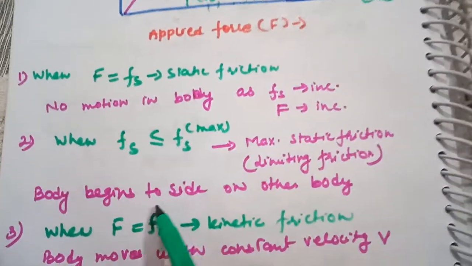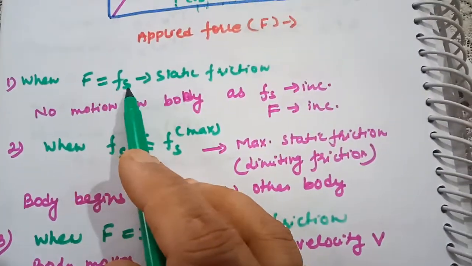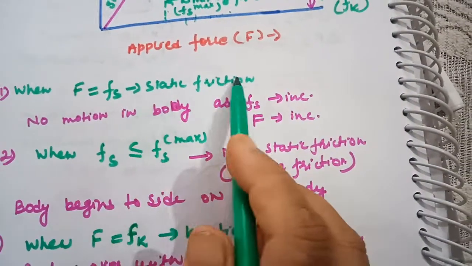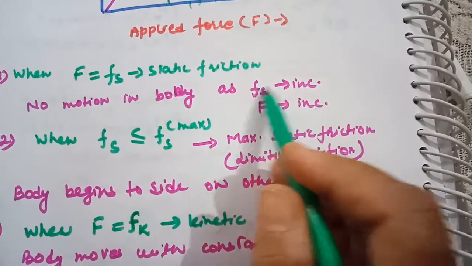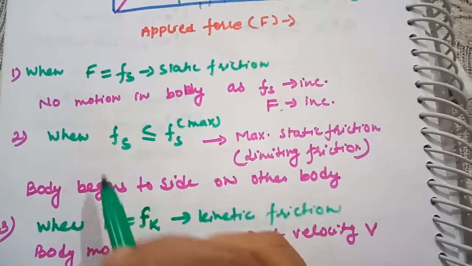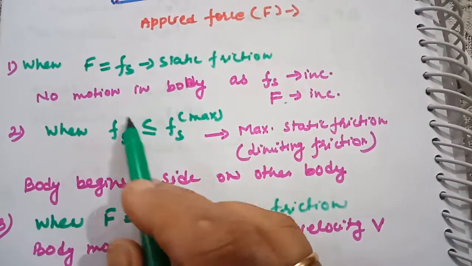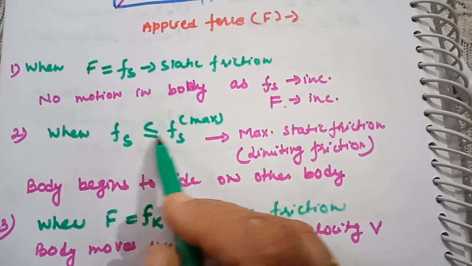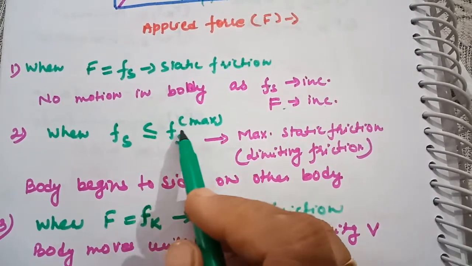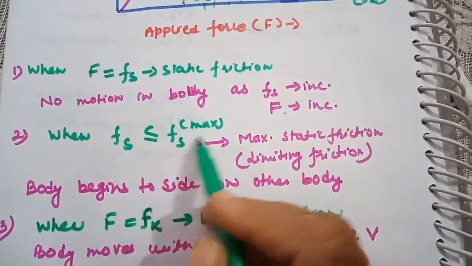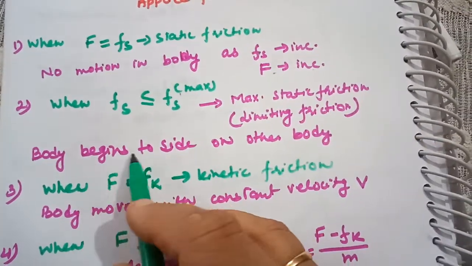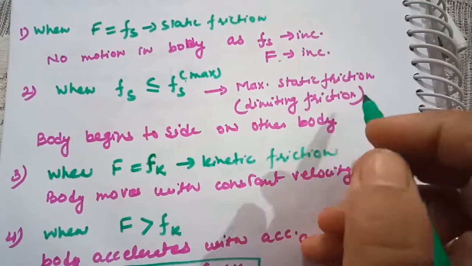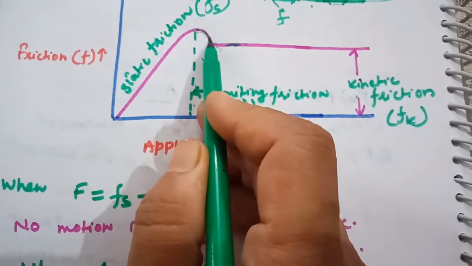So see, we have several cases. When the applied force F is equal to static friction, there is no motion in the body. As F increases, Fs also increases, meaning static friction increases. Now the second condition, when Fs becomes maximum, meaning it is just greater than or equal to the limiting friction value, this is known as maximum static friction or limiting friction, and the body begins to slide on the other surface. So this is the second condition, where the force of friction starts decreasing.